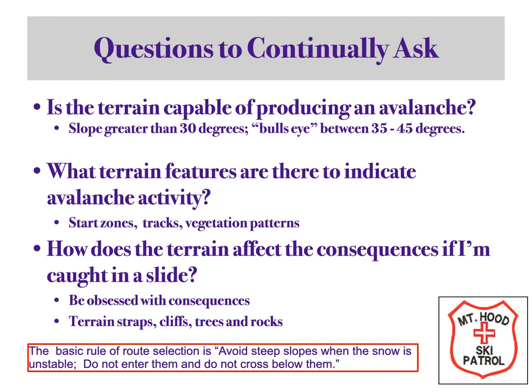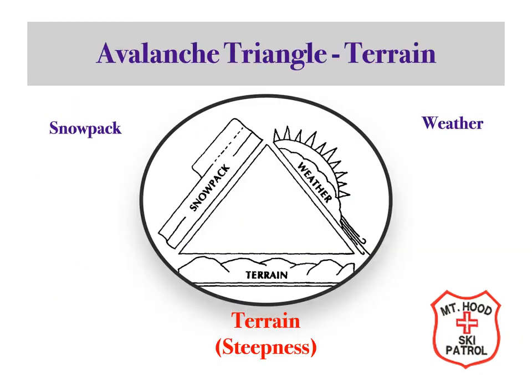Question number 3. What are the consequences if I'm caught in a slide? Many terrain features such as terrain traps and cliffs can greatly magnify the consequences of an avalanche. Be obsessed with consequences. The bottom line is to avoid steep slopes when snow is unstable. Do not enter them or travel below them. So this wraps up our discussion of terrain. We've now covered all the legs of the Abbey Triangle. We will now move on to discuss how to assess snowpack stability and safe travel planning.